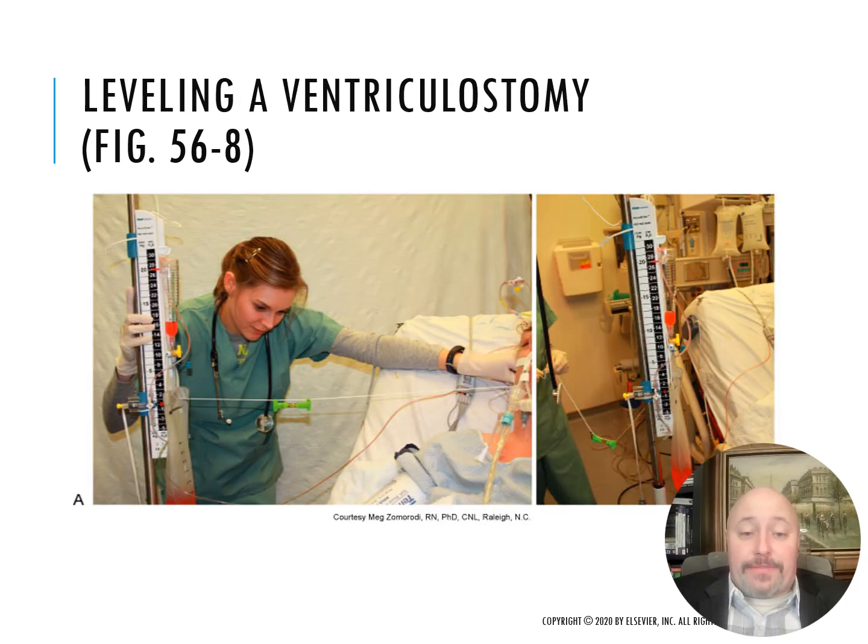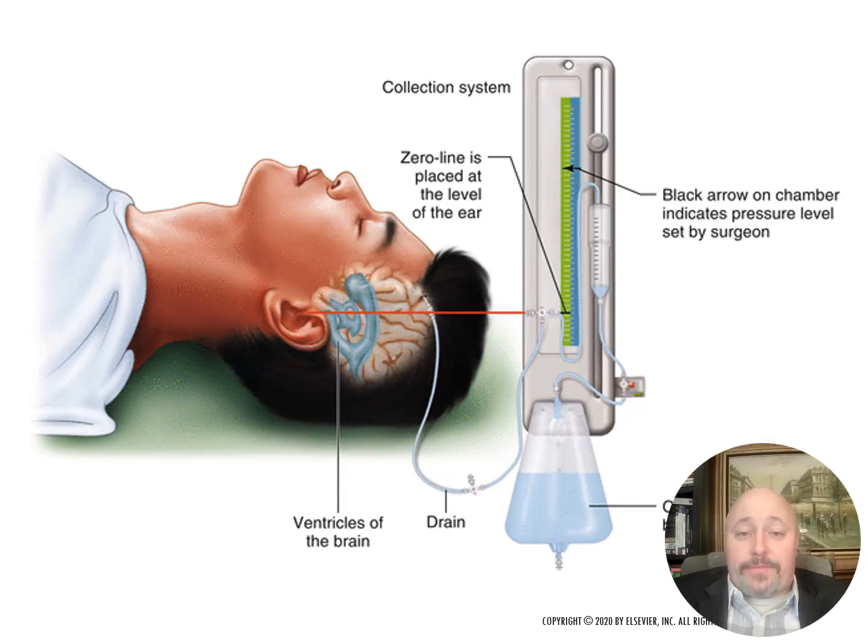Here in Figure 56-8, on the left-hand side in Figure A we have leveling the ventriculostomy, where in Figure B the cerebrospinal fluid is drained into the drainage system. With the ventriculostomy in place, cerebrospinal fluid can be drained when the ICP exceeds that upper pressure parameter. And right here we have the way that is measured, showing the 0 line where it's placed at the level of the ear, and the black arrow on the chamber indicating the pressure level set by the surgeon.